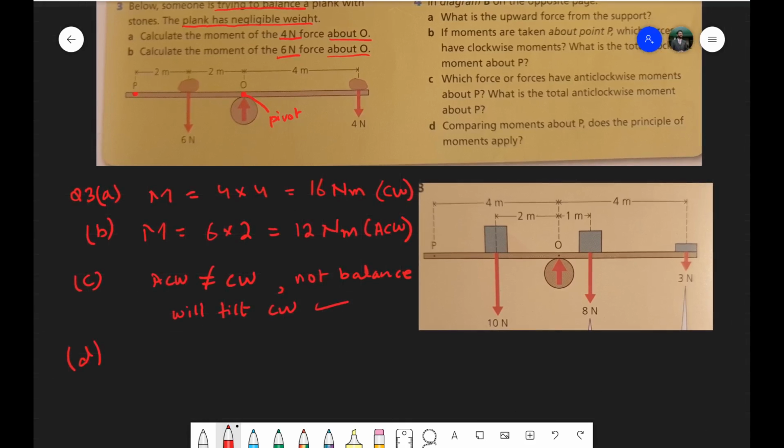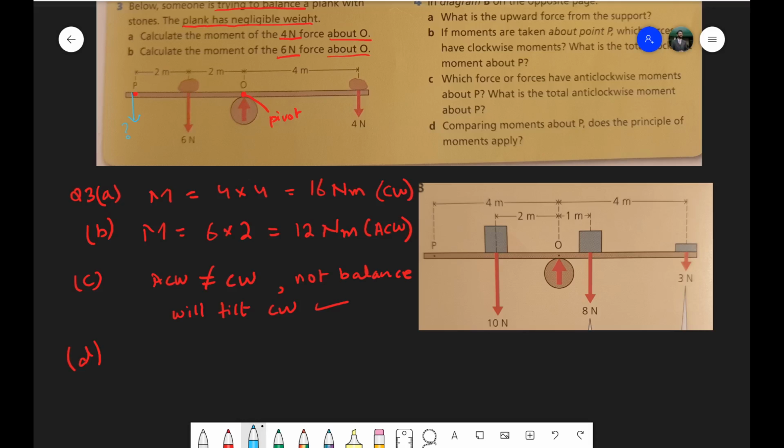Now think about it. If you want to balance the plank, do you need some more anti-clockwise moment or do you need some more clockwise moment? Right now the situation is that clockwise moment is larger than anti-clockwise moment. So there must be some more anti-clockwise moment needed in order to balance the plank. And for that, the direction of the force must be downwards. This is the direction of the force that will produce an anti-clockwise moment.